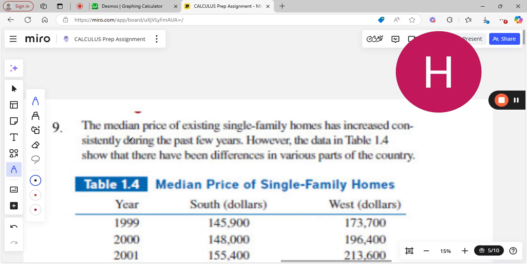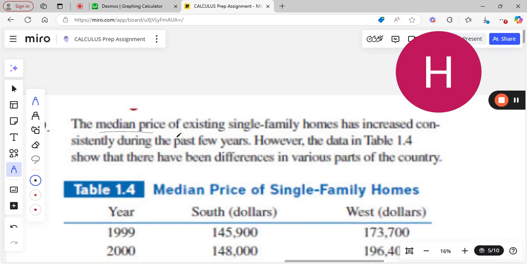The median price, you don't need to actually calculate the median here. The median is just a metric that is used in statistics. It takes into account all of the different values of something, and it lines them up in order from least to greatest and takes whatever's in the middle.